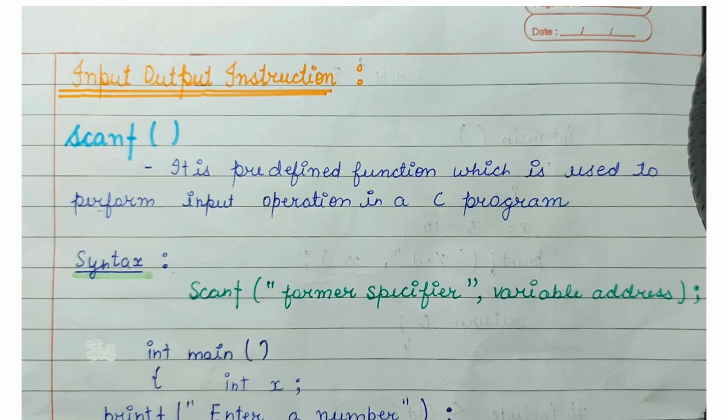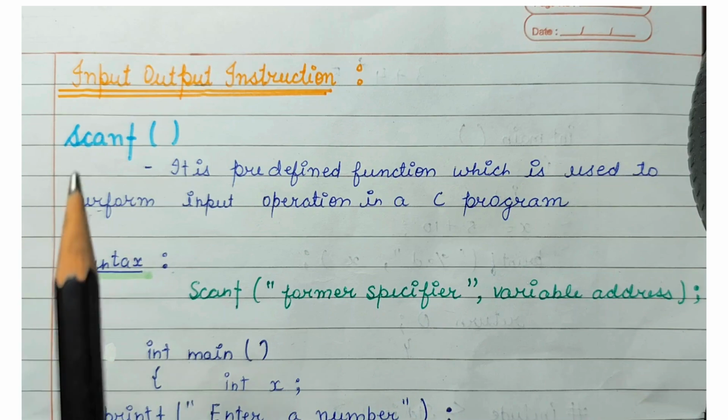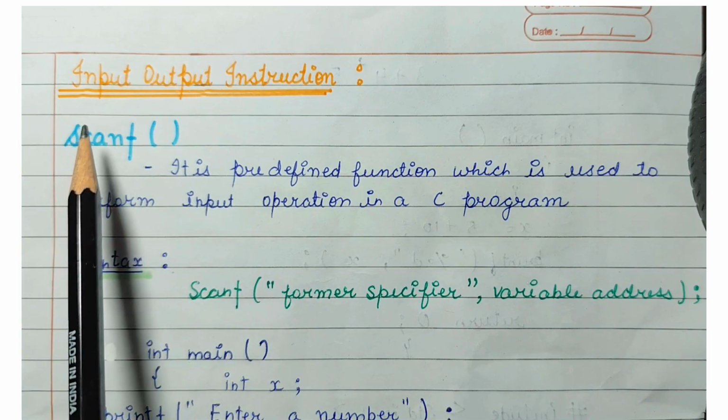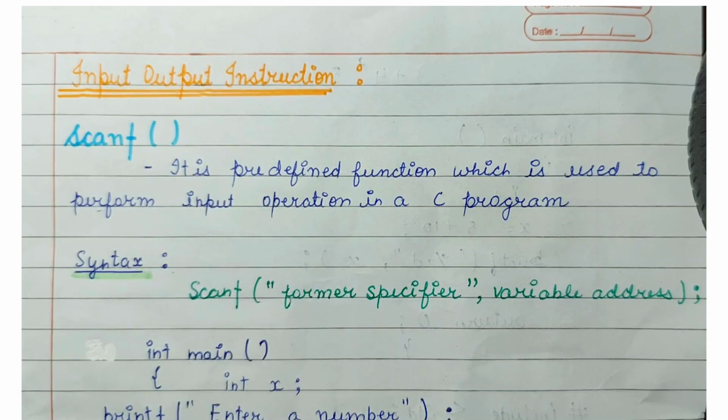In today's session we discuss the input-output instruction. In the previous session we discussed how to use the printf function and how to declare a variable in a C program. Basically we have four types of instruction. The first one is the declaration type instruction that we covered in the previous session, that is how to declare a variable. And now we move to the next type of instruction, that is input-output instruction.